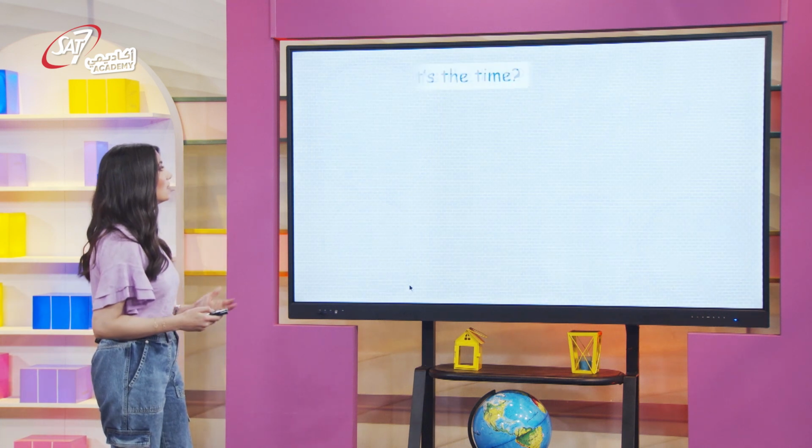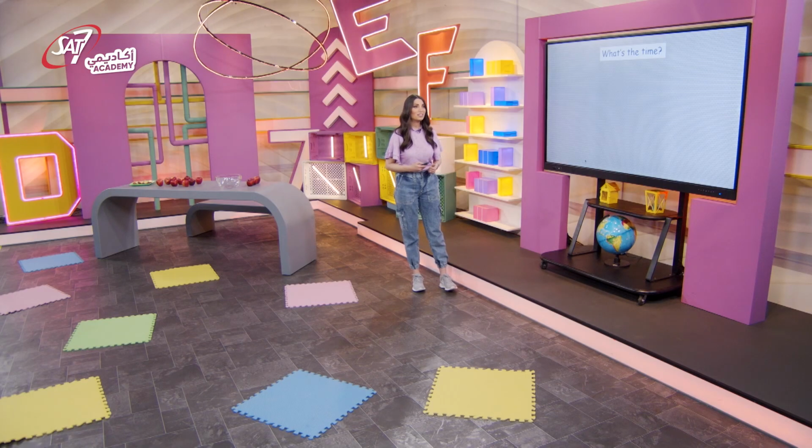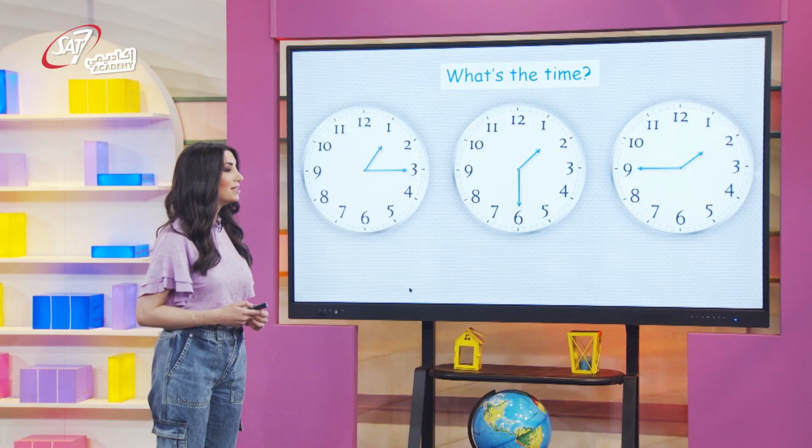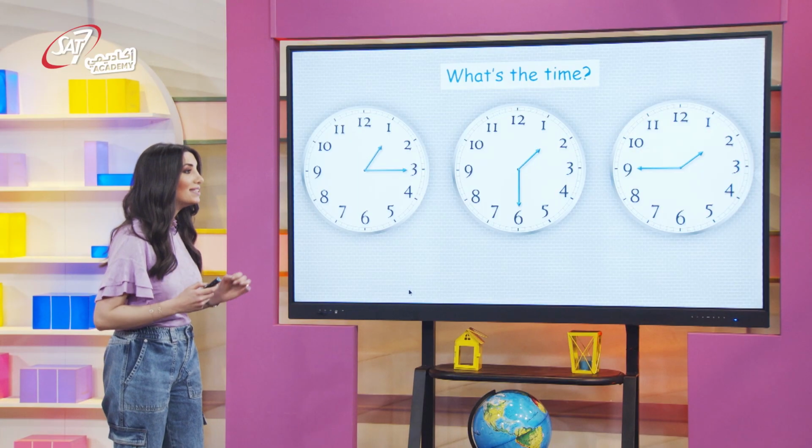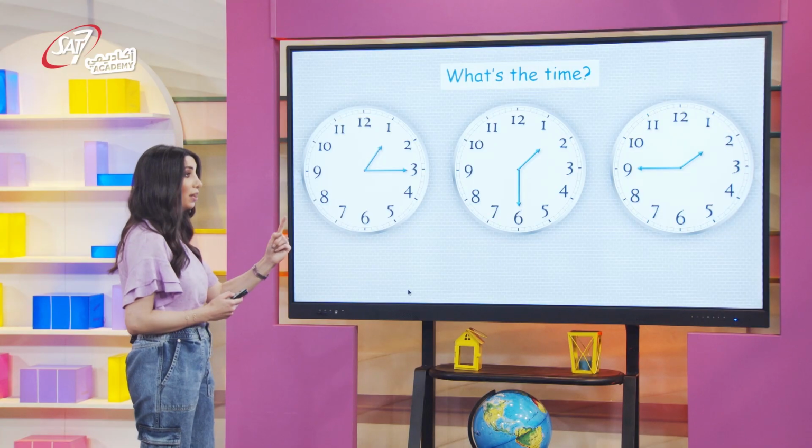Let's use fractions to tell the time. What's the time? There are 2 hands on a clock. The short one is the hour hand, and the longer one is the minute hand. The hour hand on all these clocks is pointing towards number 1.